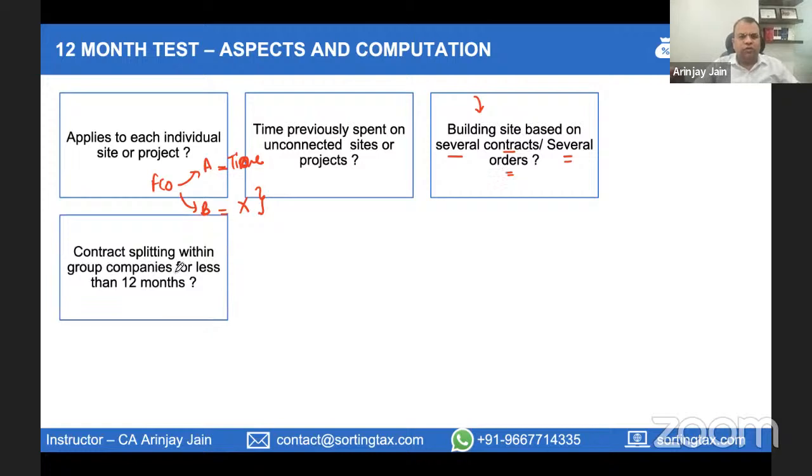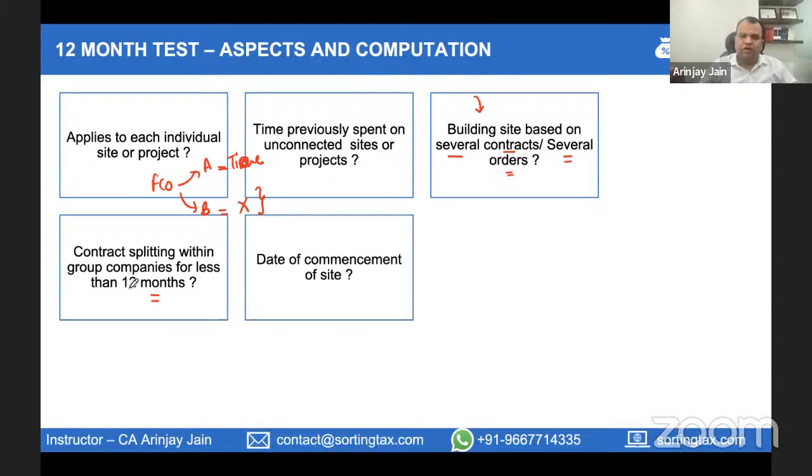Contract splitting within group companies for less than 12 months. So this again is one of the provisions where people used to split a contract into two parts between two group companies, such that each one of them worked for a period of less than 12 months, and therefore they did not have a PE for either one of them in the source state. To deal with such provisions, there are anti-abuse provisions that are involved in various treaties, where they say that if this 12-month period is broken down between group companies, and then criteria is there in terms of group companies, etc., then this might be treated as the overall period might be counted.